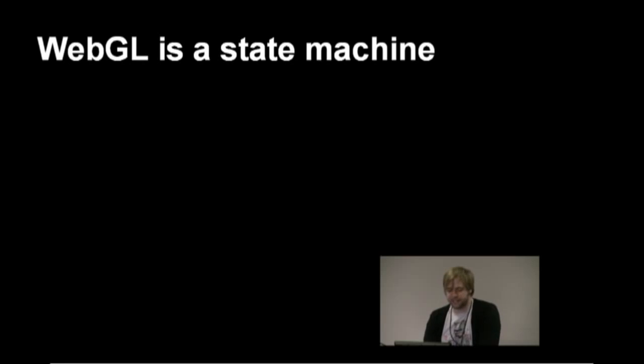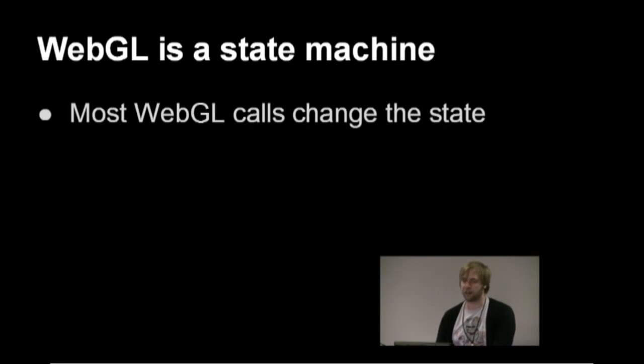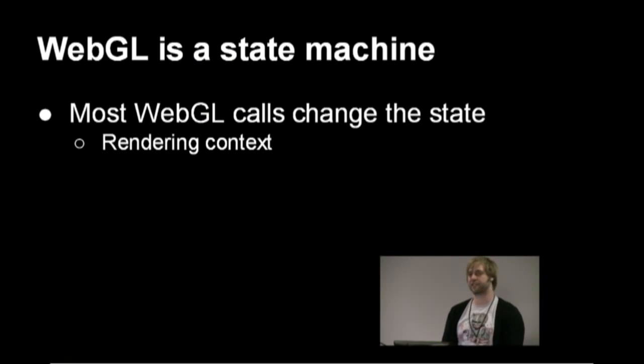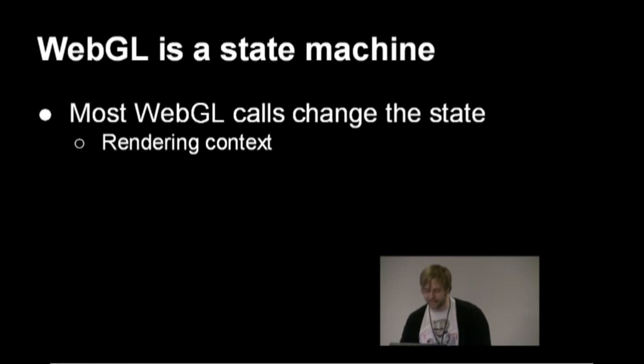Well, WebGL itself is a state machine. What that means is that when you make a WebGL call, you are very likely to be changing state. There are some calls that won't change state, but a good chunk of them, if you're actually doing any work, are going to modify some form of state. This could be multiple things. You can affect the entirety of the rendering context, for example by changing the depth test you're using.